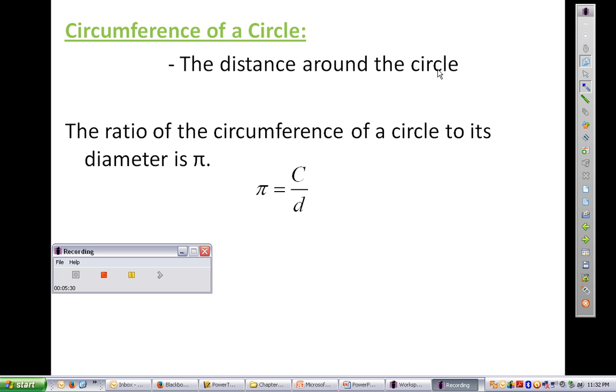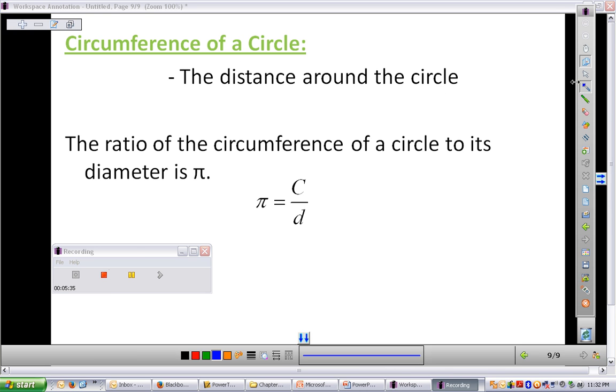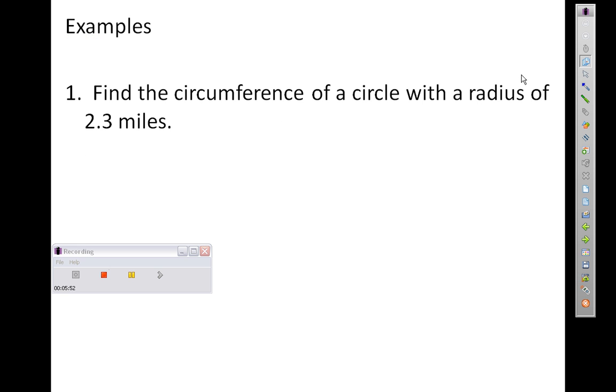We've talked about circumference. Circumference is the distance around a circle. Also, we've thought about that as the perimeter of a circle. So the ratio of the circumference of a circle to its diameter is pi. So that's where we get pi from: the circumference divided by the diameter of any circle. That's why we use pi in a lot of our answers. So just kind of a tidbit for you there.